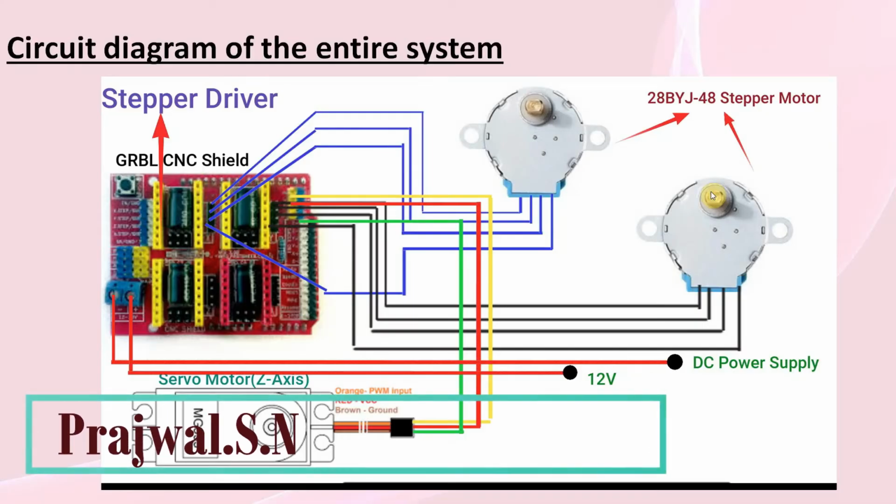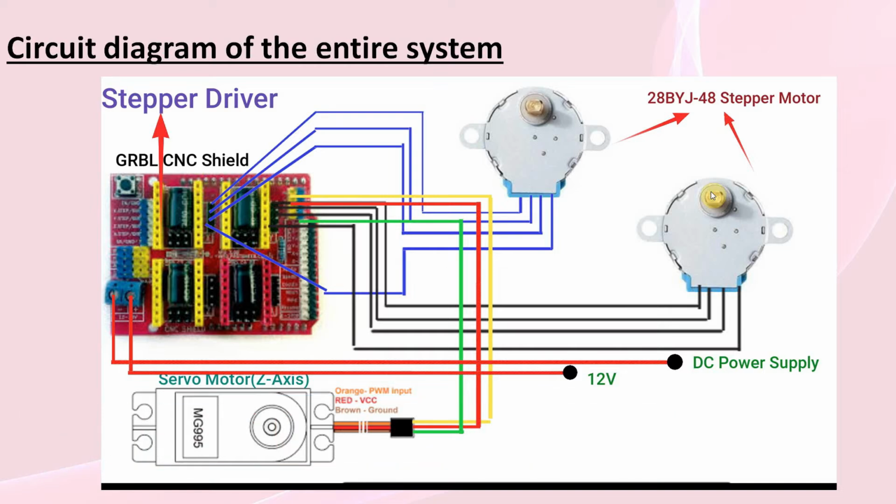Hello, I am Prajwal. We will see the working of the circuit diagram. The Arduino gets power from the laptop. GRBL CNC shield is placed on the Arduino Uno and two drivers are placed on the CNC shield. These two drivers control the stepper motors, that is X-axis stepper motor and Y-axis stepper motor, and CNC shield controls the servo motor, that is Z-axis.